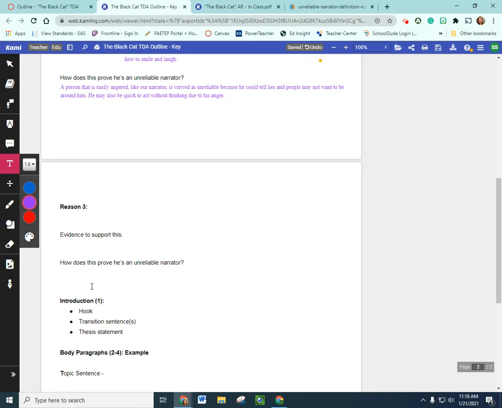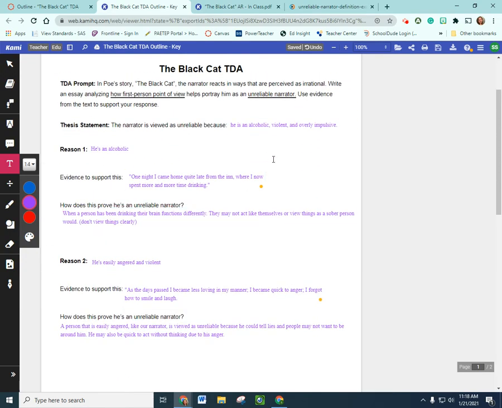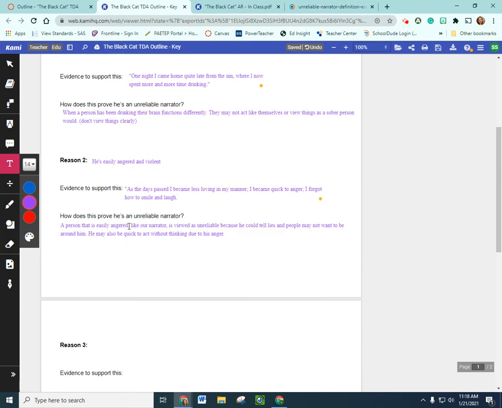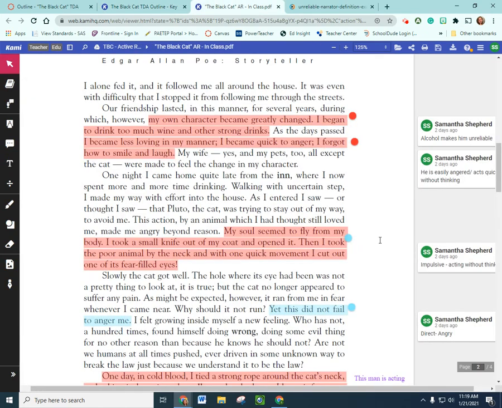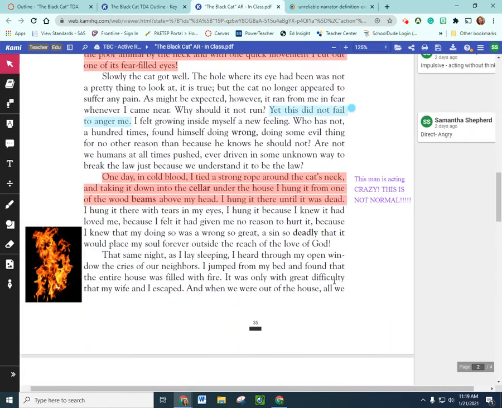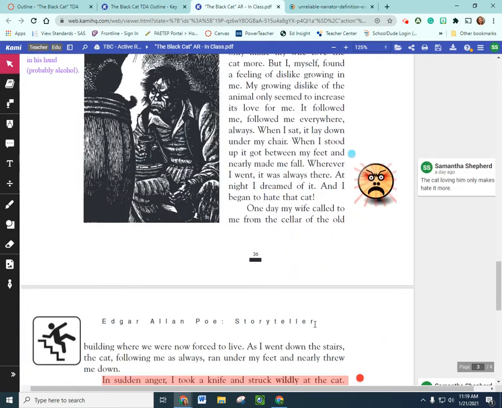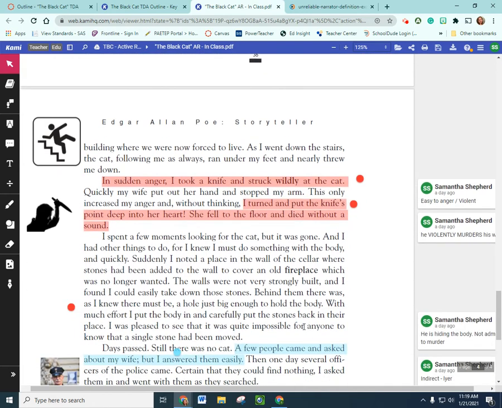Alrighty, our final reason that our narrator is unreliable, if we look back up at the top, is that he's impulsive. Okay, so he's impulsive. And now we need evidence to support this. What's something that he does that is impulsive? The whole cutting out the eye, that's impulsive. This is impulsive, also an example of violence.